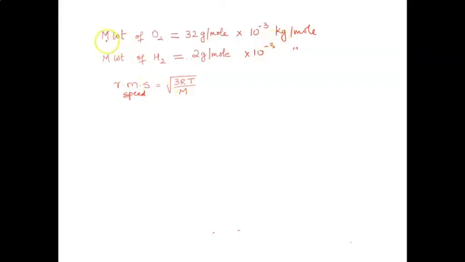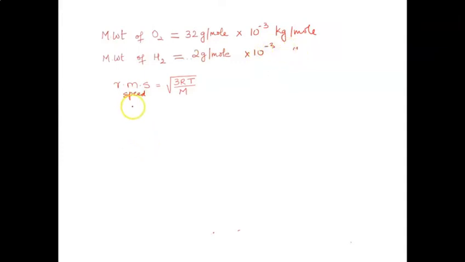So we know that there are two gases in this problem. We have oxygen gas and hydrogen gas. Molecular weight of oxygen is 32 grams per mole. Multiply by 10 raised to minus 3, you will get kg per mole. Similarly, we have the molecular weight of hydrogen gas, which is equal to 2 grams per mole. Multiply by 10 raised to minus 3 kg per mole.